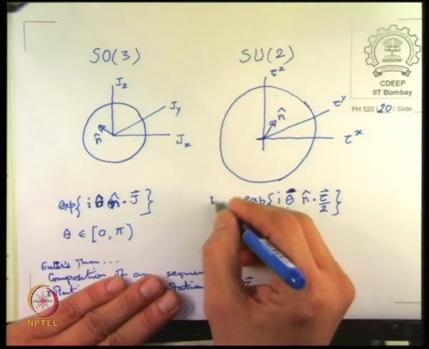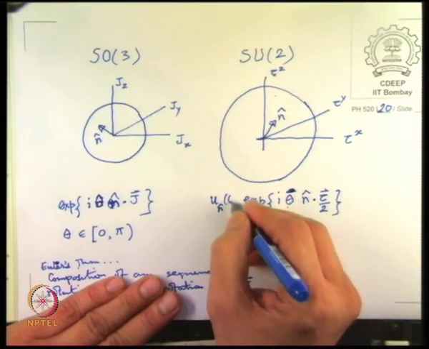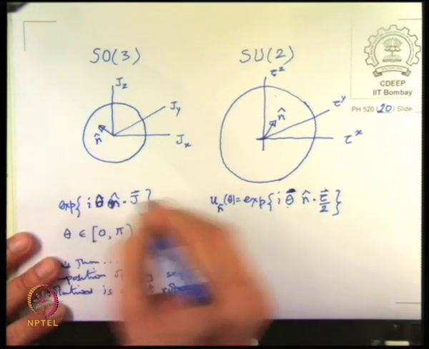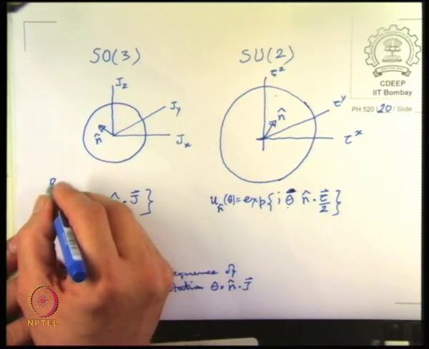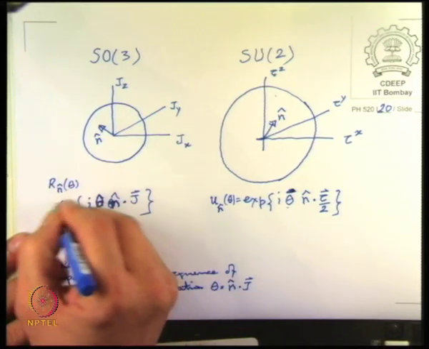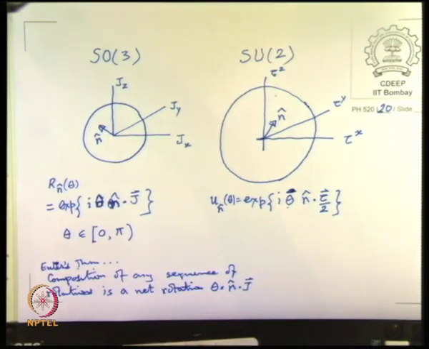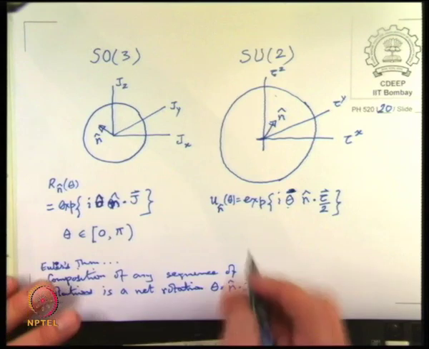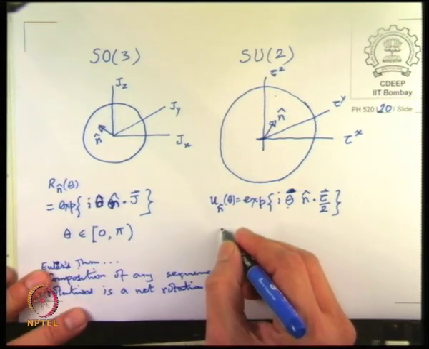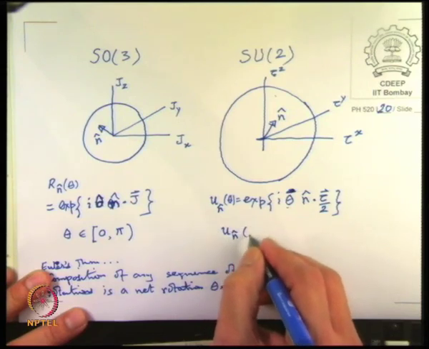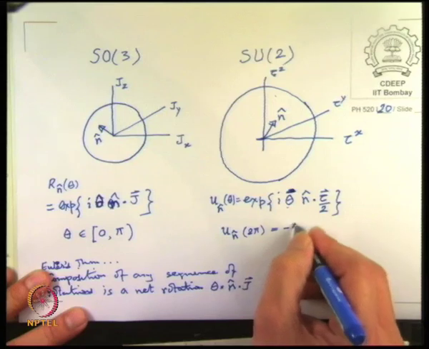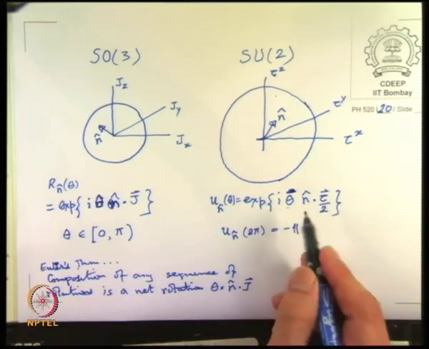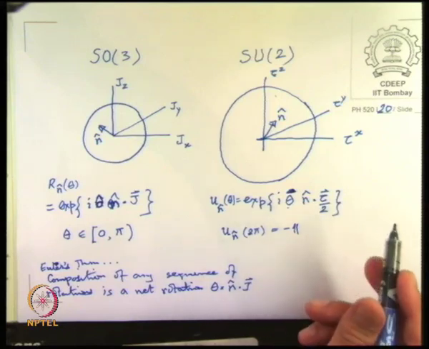So this is U of n cap of theta, and this is what we called R n cap of theta, rotation. That is U n cap of theta, and the interesting point is that U n cap of 2 pi becomes equal to minus 1, because this has expansion cos theta by 2 plus i n cap dot sigma times sin theta by 2. So, when theta becomes equal to 2 pi, you get cosine of pi. So, you get a minus sign in front of the identity matrix.